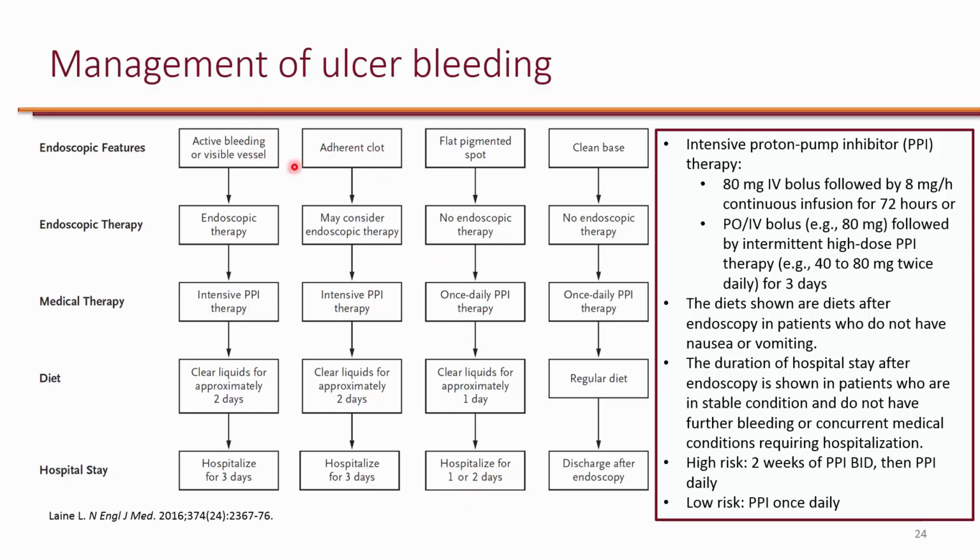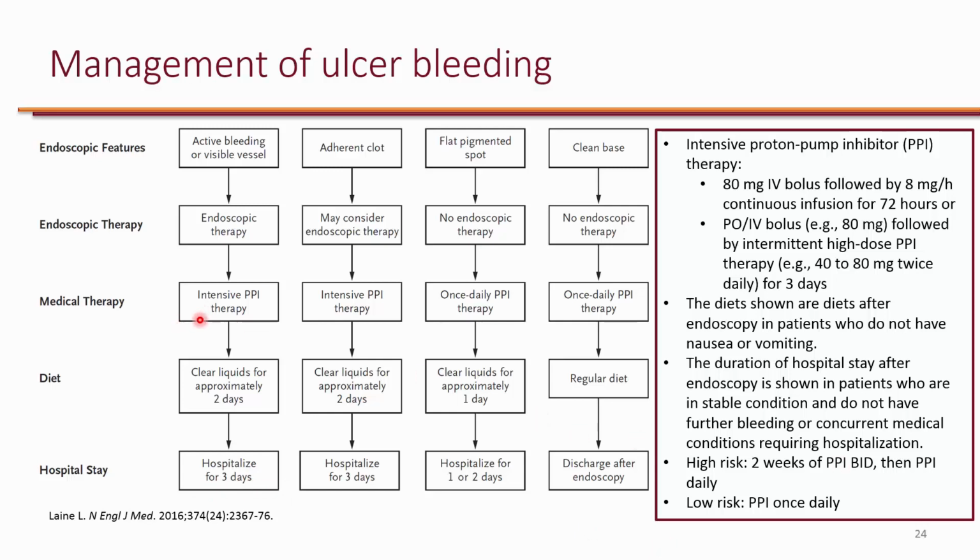Now, for high-risk patients, obviously, if you have active bleeding, you do need that endoscopic therapy to stop the bleeding. If they have adherent clot, endoscopic therapy may be considered. And then for medical therapy, after endoscopy, you do need intensive proton pump inhibitor therapy. These patients are typically held in the hospital for 3 days, just to observe them to make sure they don't have rebleeding. And then after 3 days, unless they have other reasons to stay in the hospital, they can be discharged if the bleeding has been managed.